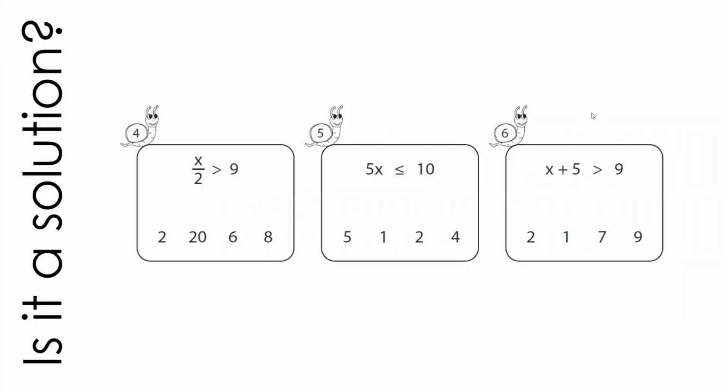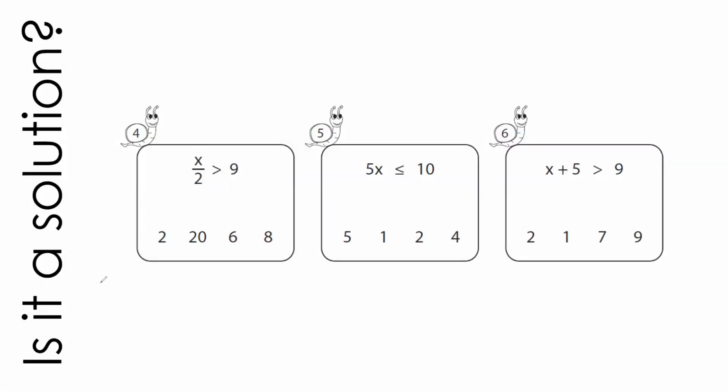Same concept, except these are all one-step inequalities. So just like one-step equations, there's one thing that's happening to our variable. So I have x divided by 2, 5 times x, and x plus 5. We're checking to see if these are solutions to the equation that they're grouped with, or the inequality that they're grouped with. So what we're going to do is we're going to take that 2 and we're going to substitute it into our x there.